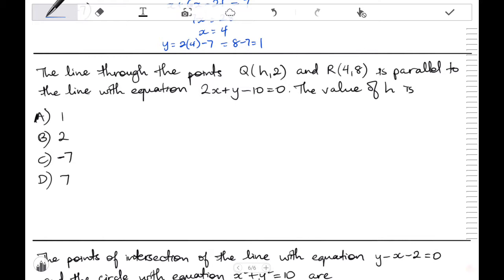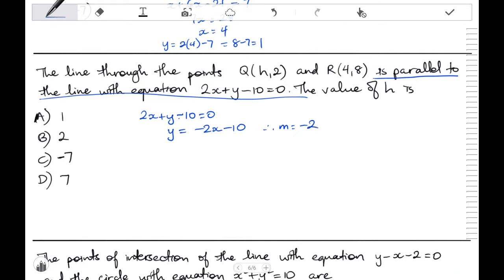Alright, so we looked at a question similar to this in the past. The line through the points P, Q and R is parallel to this line. The value of h is. So we see parallel to the line. Parallel lines have equal gradients. So we need to know, looking at the line 2x plus y minus 10 equals 0, the gradient of this line. Again, you make y the subject. y equals minus 2x minus 10. Therefore, the gradient of this line is minus 2.